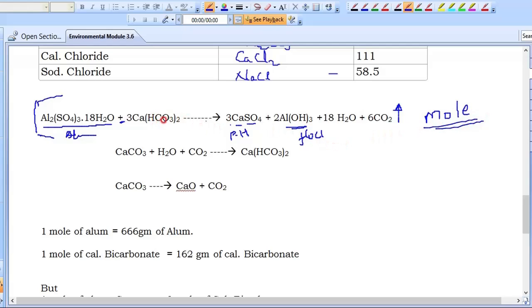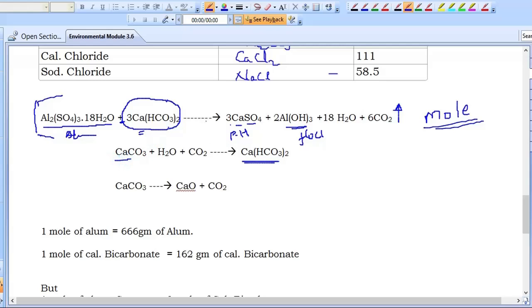Now, as I already told you, if the water contains this alkalinity, that is well and good. If water doesn't contain this alkalinity, then we need to produce that alkalinity. How to produce that alkalinity? See here, this is the alkalinity. If water doesn't have this one, then what do we need to do?